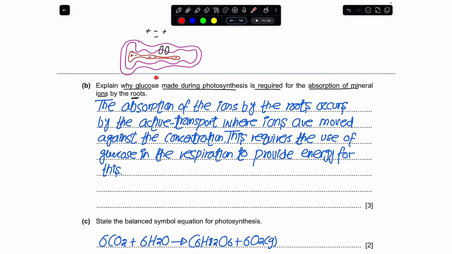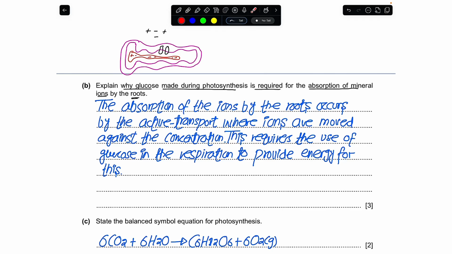So that is why the glucose has to be provided for the active transport to take place, and that would move the ions against the concentration gradient, and that is why there is necessity of the glucose. So how the answer should appear: the absorption of the ions by the roots occurs by active transport. And by that, the ions that we are talking about are moved against the concentration gradient.